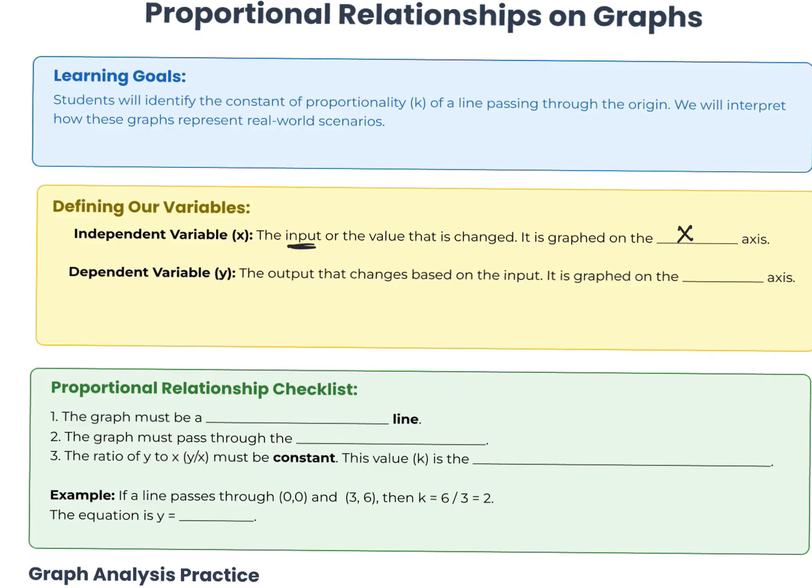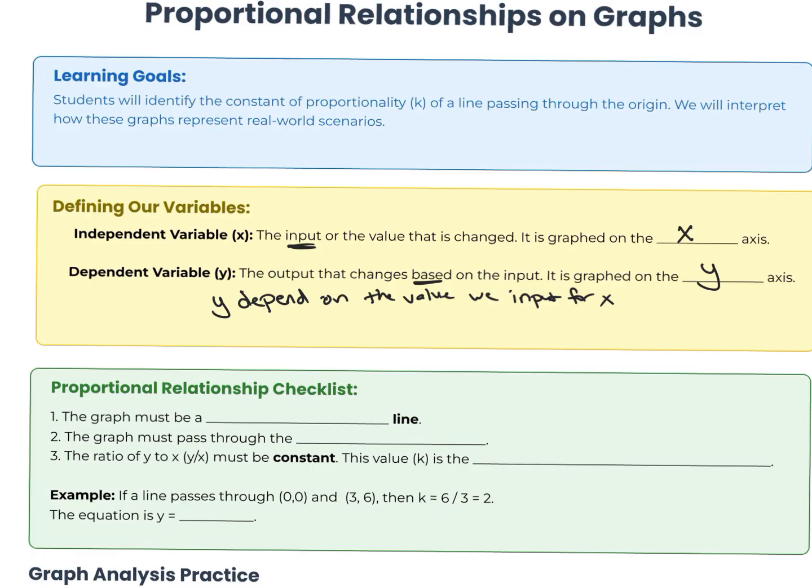And then our dependent variable is our output. So if you think of in and out tables, this is going to change based on the input. And we're going to graph this on the y-axis. So we can think about the fact that y is always going to depend on the value we input for x.